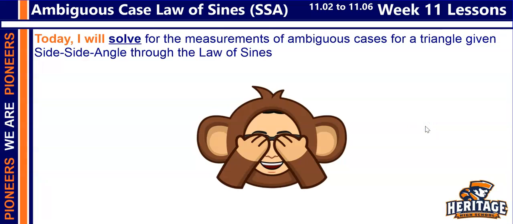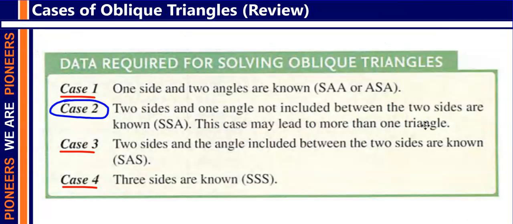Welcome one and all to the introductory lesson on solving the measurements of ambiguous cases for a triangle given side-side-angle, primarily using the law of sines. In previous videos we talked about other cases for solving oblique triangles primarily using the law of sines or the law of cosines. In this case we're going to talk about a unique situation where you have two sides given to you and one angle not between the two sides.